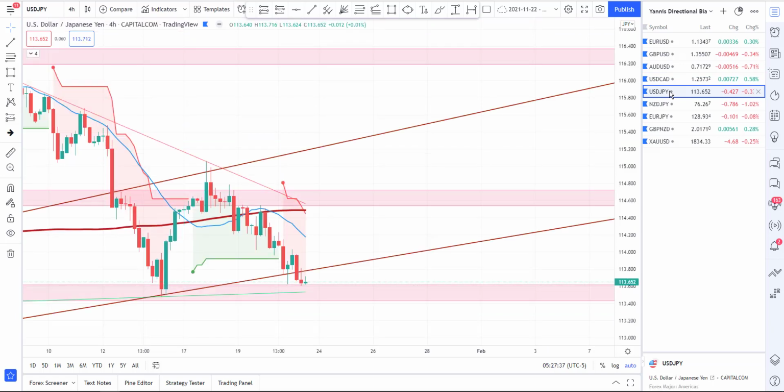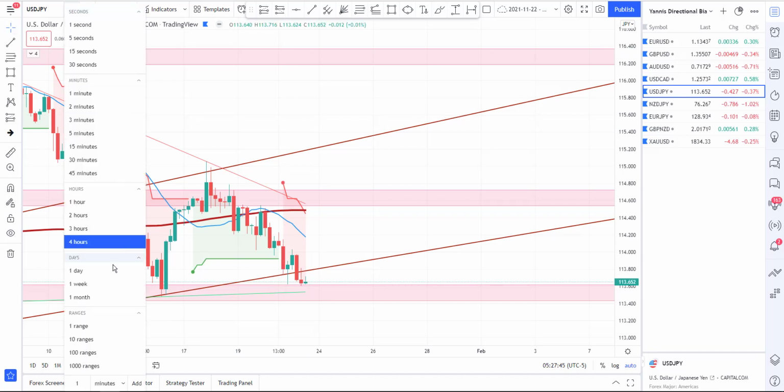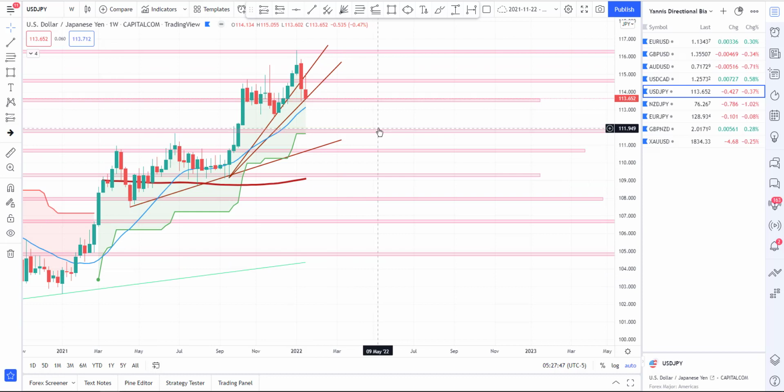Let's move down to the dollar yen. Very important pair as well. Allow me to start again on the weekly time frame. The weekly is extremely bullish, or was extremely bullish for over a year. And as you can see, we did have beautiful trends, support and resistance areas were respected, and that helped a lot of traders in their positions.